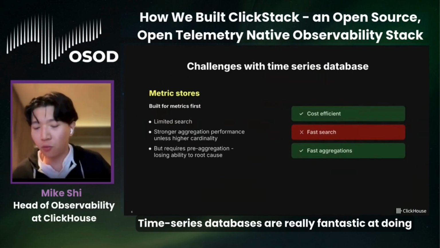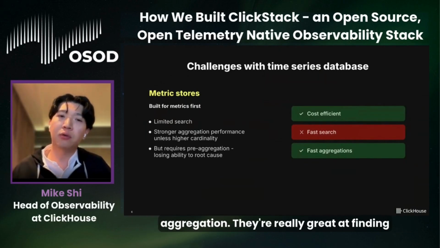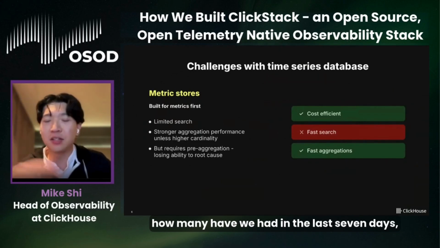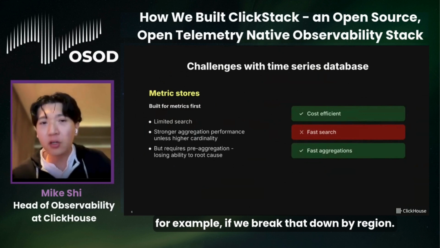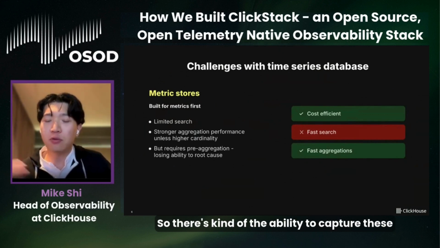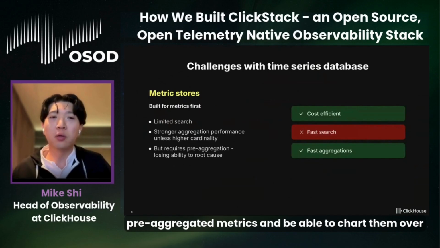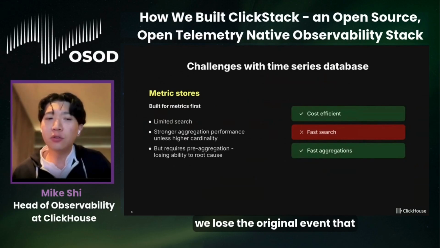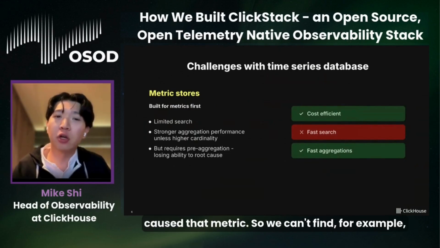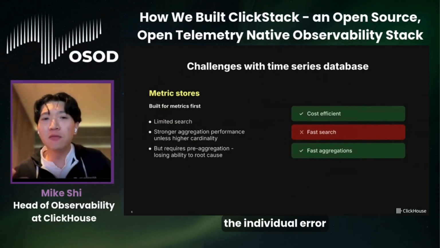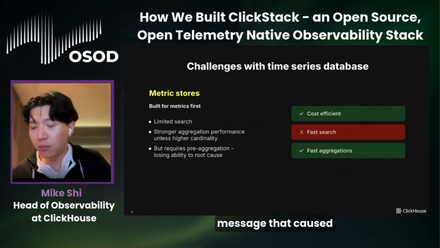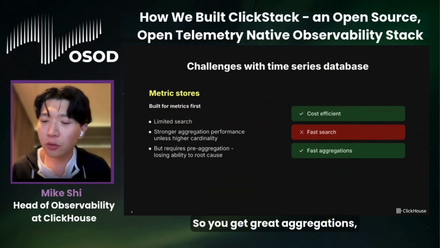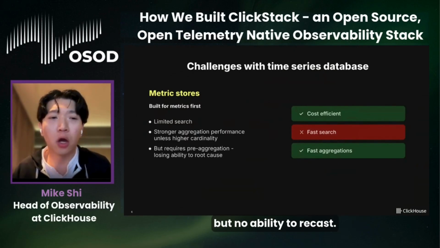Time series databases are really fantastic at doing aggregation. They're really great at finding how many errors we've had in the last hour, how many we've had in the last 7 days, for example. Can we break that down by region? So there's the ability to capture these pre-aggregated metrics and chart them over a longer time duration. However, because they're pre-aggregated, we lose the original event that caused that metric. We can't find, for example, the individual error message that caused that error count to go up by 1. We can't do that ahead of time. So you get great aggregations, but no ability to root cause.